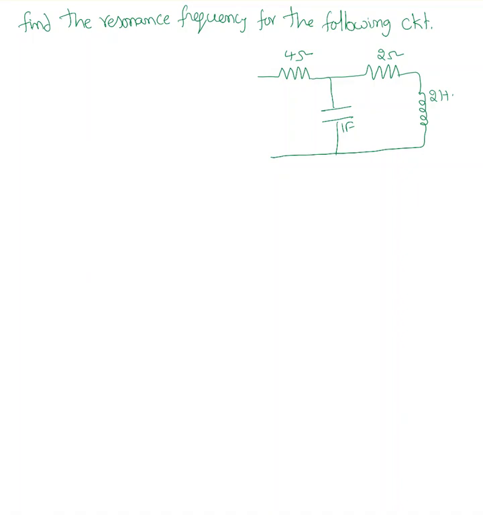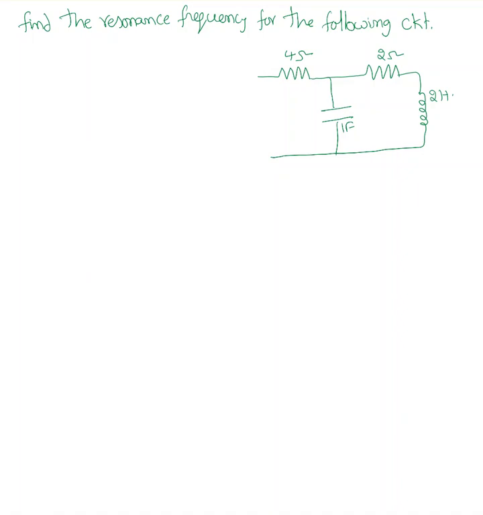Okay, to find the resonant frequency, make sure there is at least one inductor and one capacitor in the circuit. Then only there will be a resonant frequency. If there are only resistors and inductors, no resonant frequency. Resistors and capacitors, no resonant frequency. There must be L and C in the circuit.